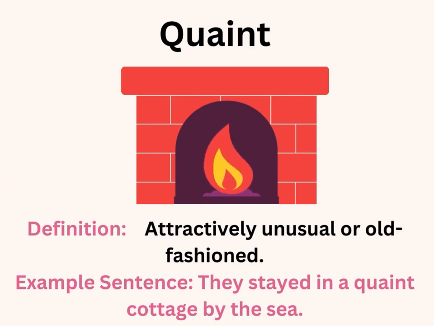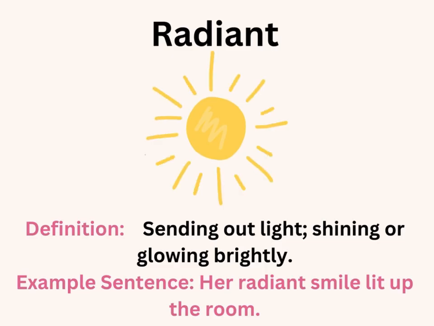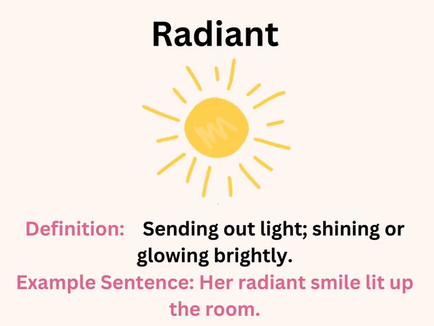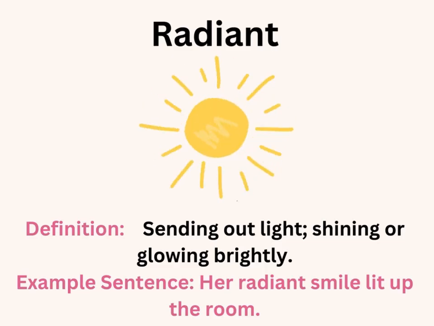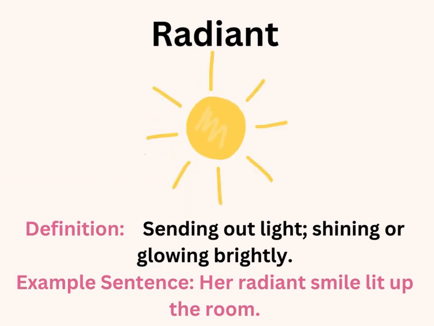Quaint. Definition: attractively unusual or old-fashioned. Example sentence: they stayed in a quaint cottage by the sea. Radiant. Definition: sending out light, shining or glowing brightly. Example sentence: her radiant smile lit up the room.